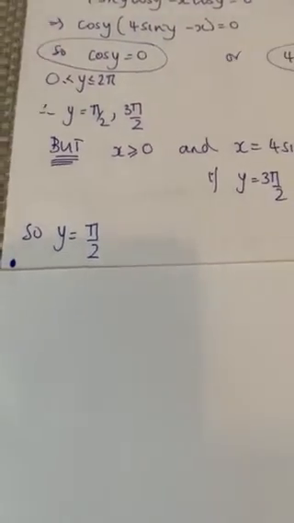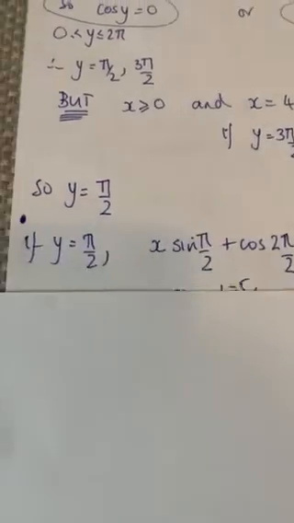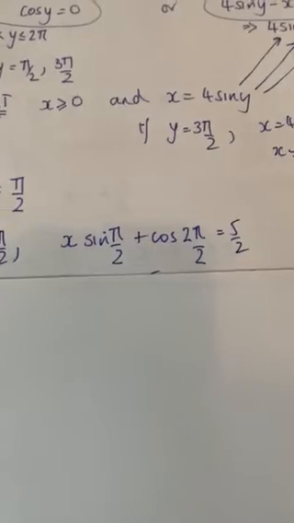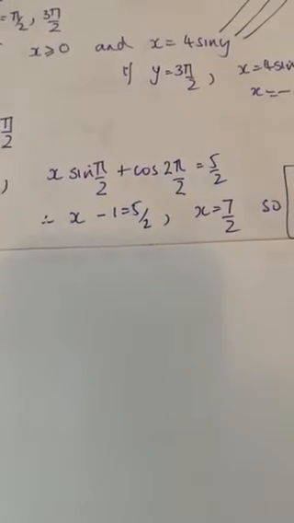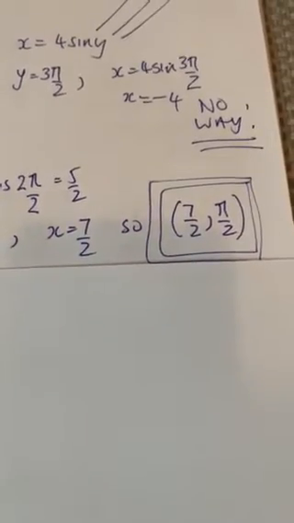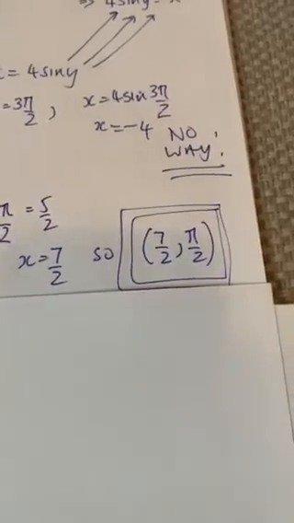I'm now going to put that back into the original equation from the question. Go right the way back. So that's what you get when you substitute that in. You rearrange it and you end up with x is 7 over 2. So at long last, you do have 1 point: 7 over 2, pi by 2.